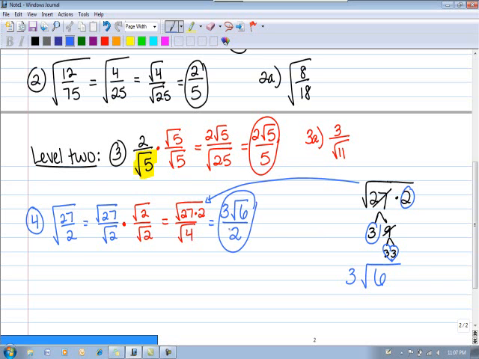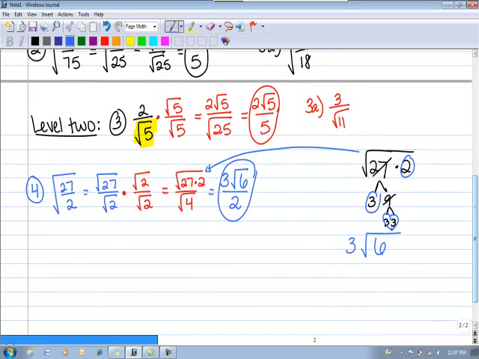Again, I'm going to look and see if the 3 and 2 can simplify. They don't, so I know that I'm done. Your problem 4A is, let's do the square root of 32 over 5.